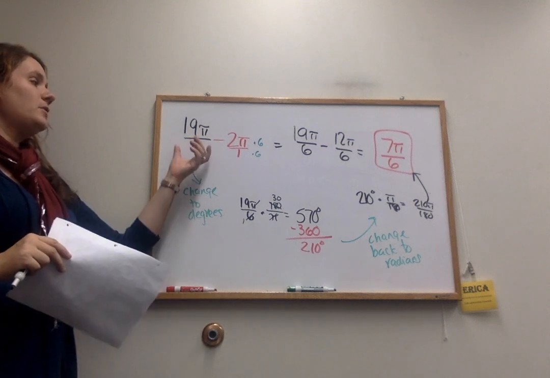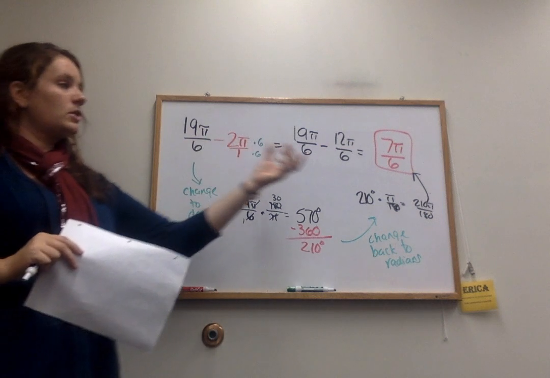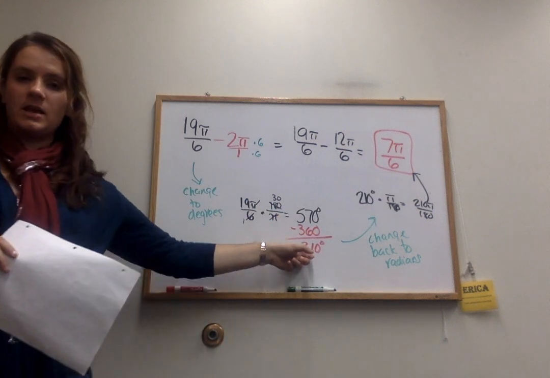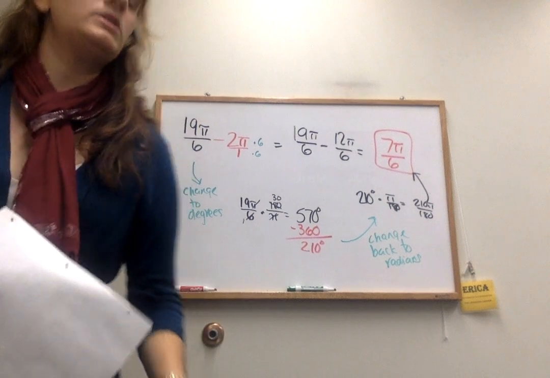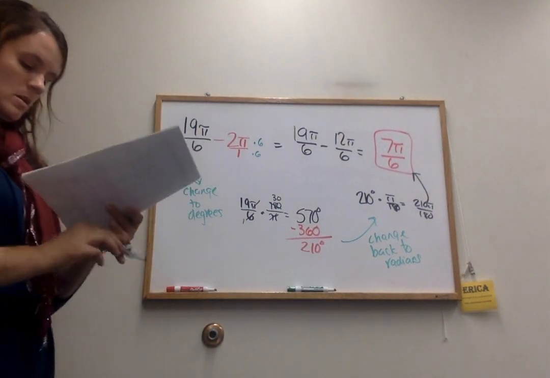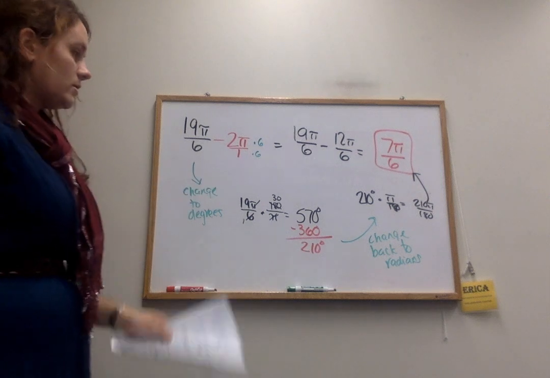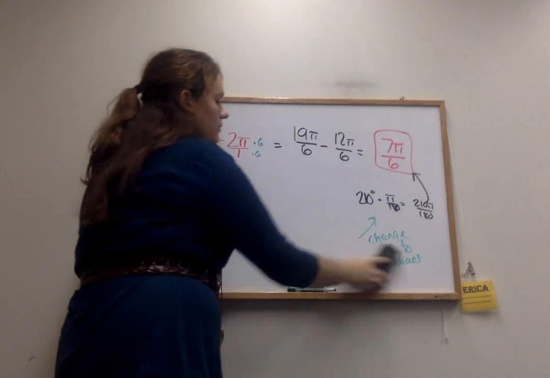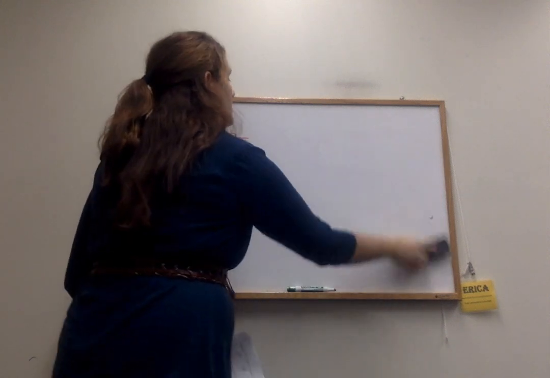But if your angle starts off as radians, your coterminal angle also needs to be in radians. So you can't just find that 210 is coterminal with it, right? We need to know what the radian equivalent of 210 degrees is. And we're going to look at just 2 other examples with a fraction so you have something to follow, and that'll be it for this section.